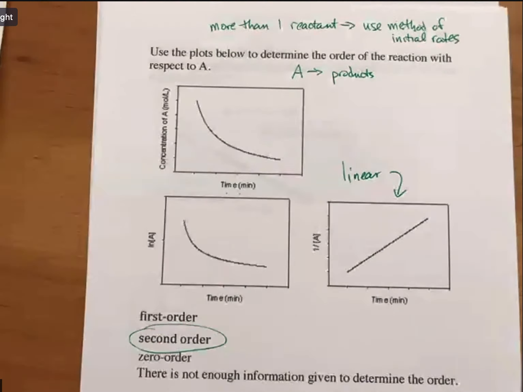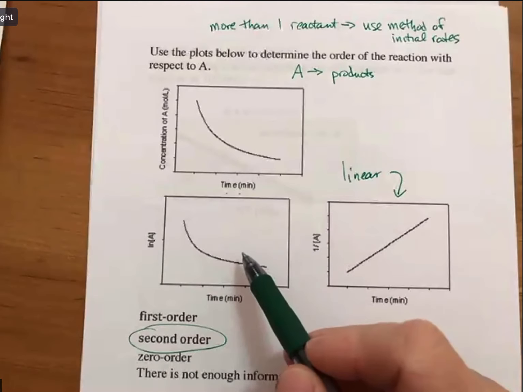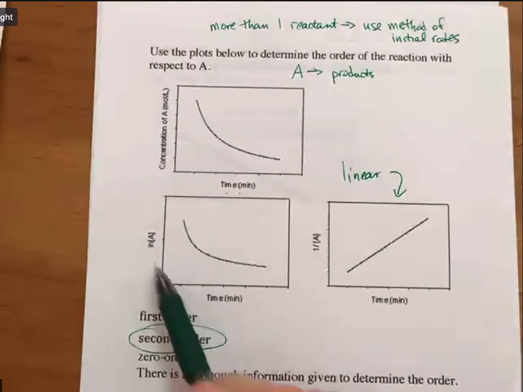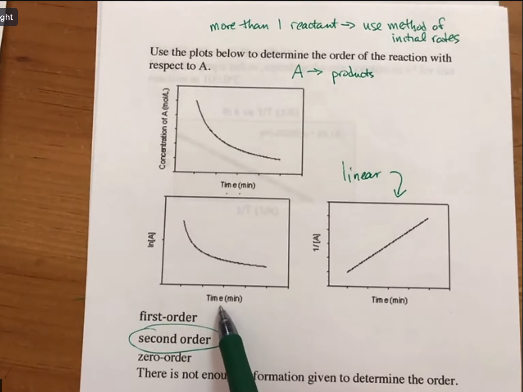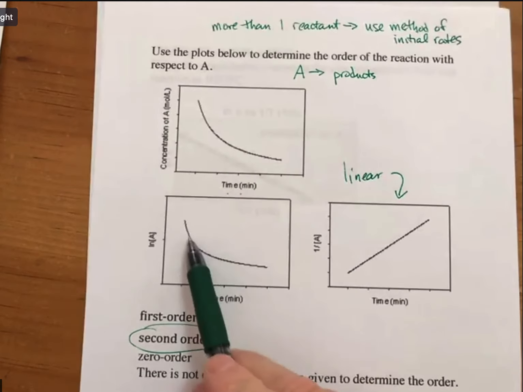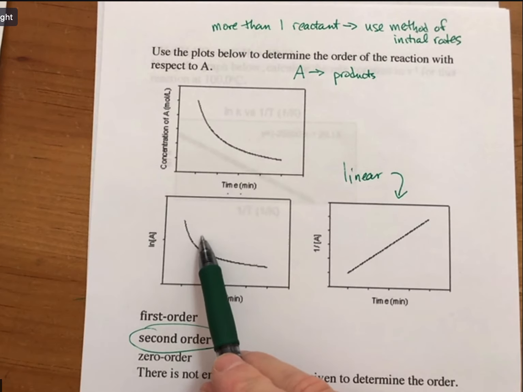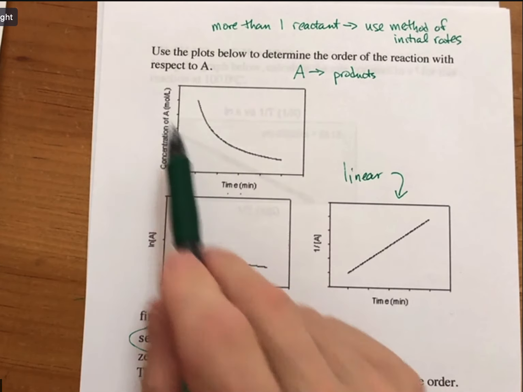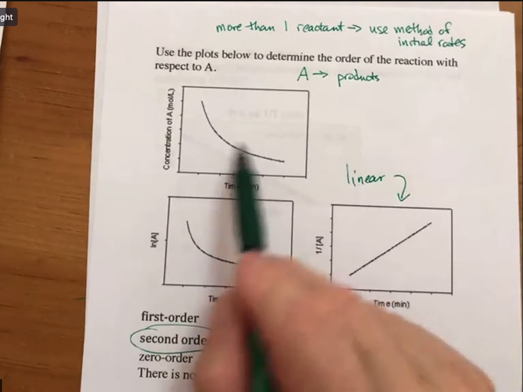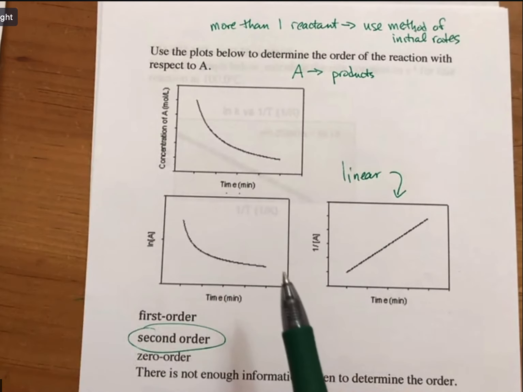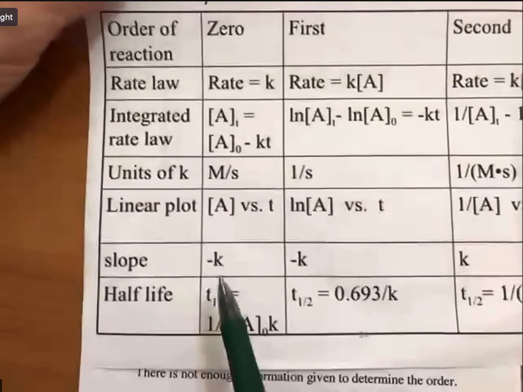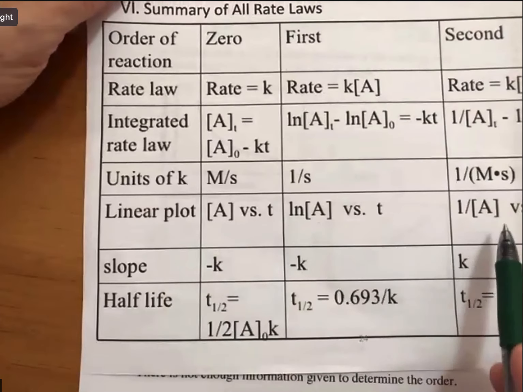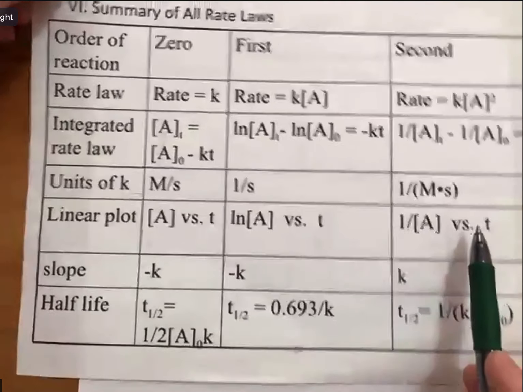You'll also see that the other ones are not linear, so natural logarithm of concentration versus time. If this one was linear, that would mean it's 1st order. If concentration of A versus time was linear, that would mean it's 0th order. And that's what it means on this page when it talks about the linear plot. Any questions about that?